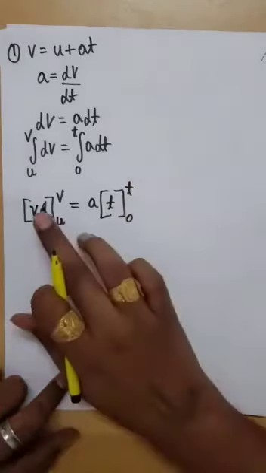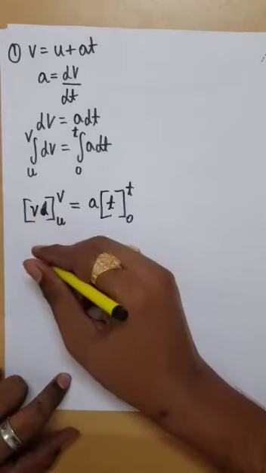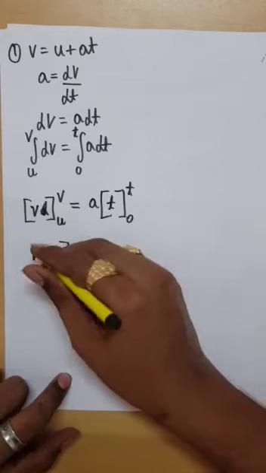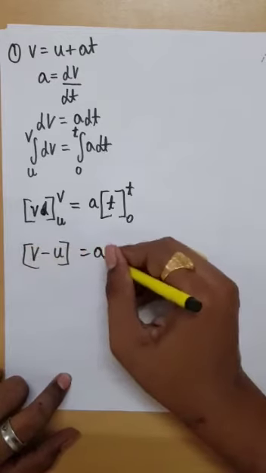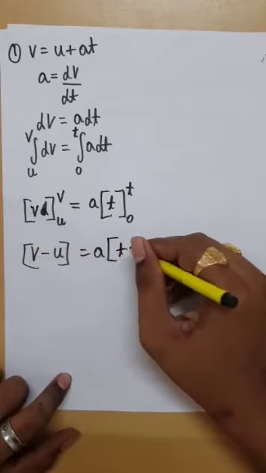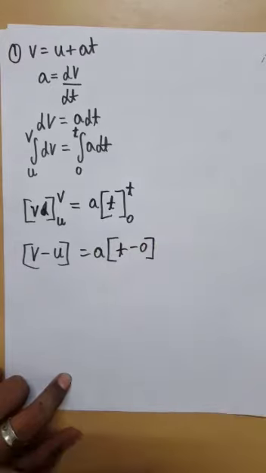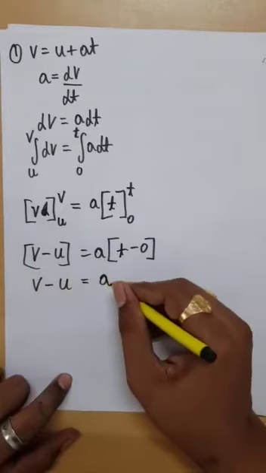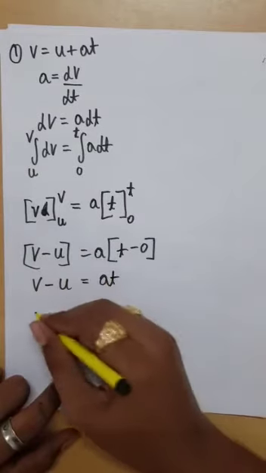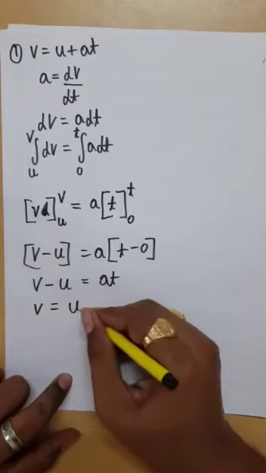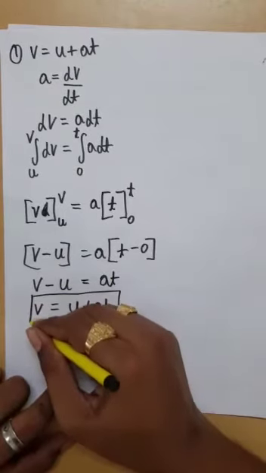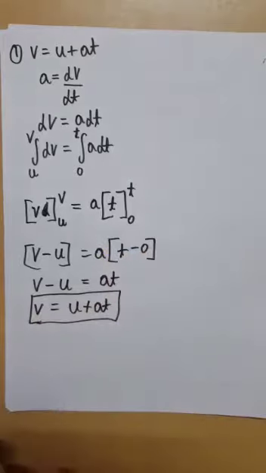Now we will put upper limit minus lower limit, so this would become v minus u is equal to a, here we will write t minus 0. Finally we are left with v minus u is equal to at, and if we take u to that side, then v is equal to u plus at. This is our first equation of motion that we have derived on the basis of the calculus method.